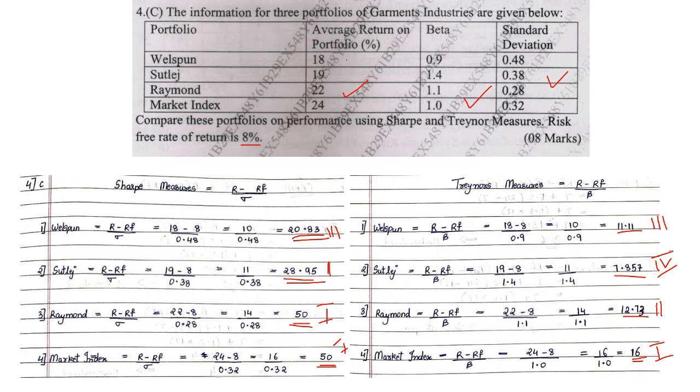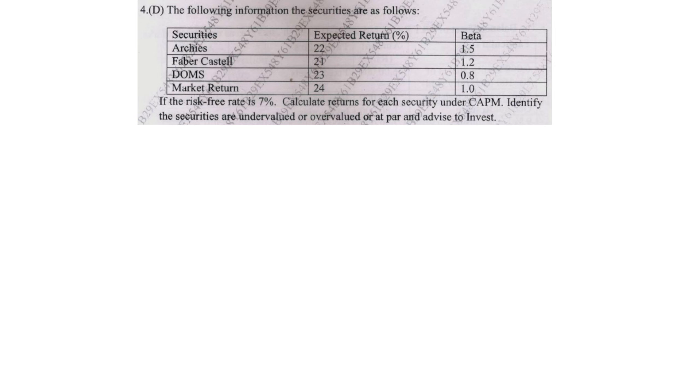Okay, now I hope everyone has noted down. We jump to the last sum. The following information of the securities are as follows. They are giving you Archies, Faber-Castell, DOMS and market return. They are giving you expected return and beta. If the risk-free return is 7%, calculate return for each security under CAPM method and identify the securities which are undervalued, overvalued, par, and advise them to invest.